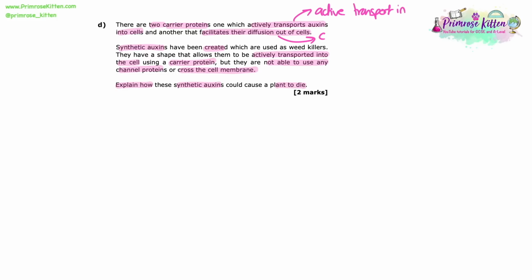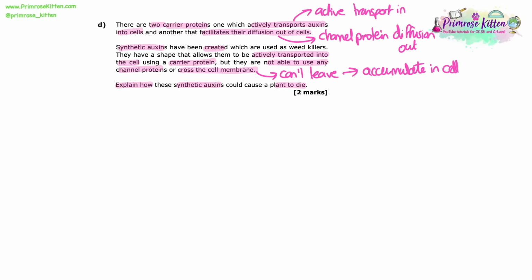So we've been told that these auxins can actively be transported in, and then there's a way, normally maybe a channel protein or something, that enables diffusion out. So not necessarily simple diffusion, but facilitated diffusion out of the cell. So we've been told that this synthetic auxin can get in, but it can't leave. And so therefore it's going to accumulate or build up within the cell. If something can get into a cell but can't get out again, then it's obviously going to build up.